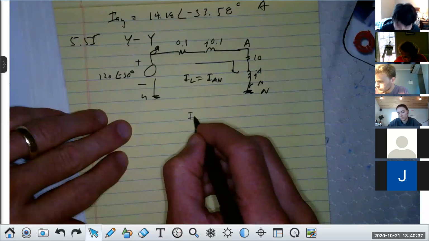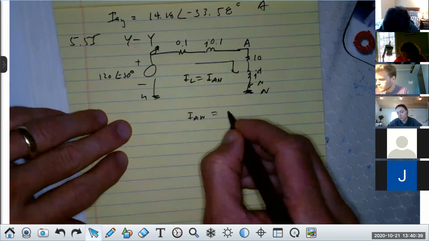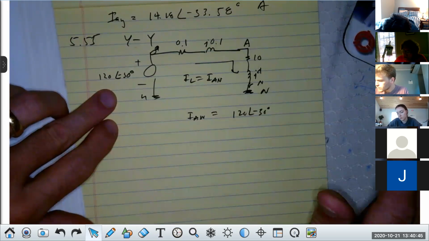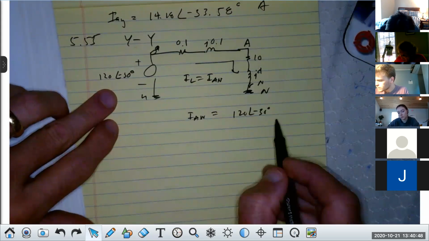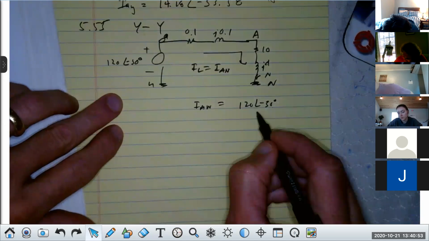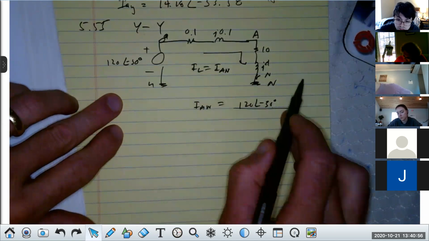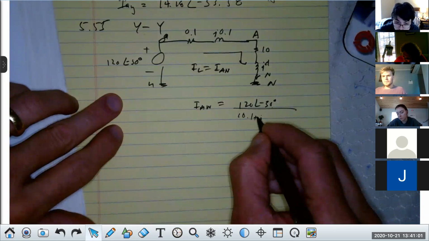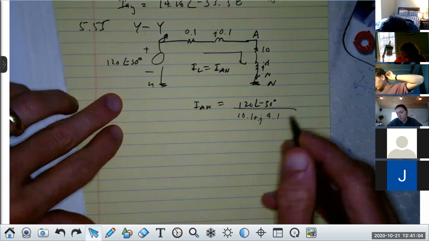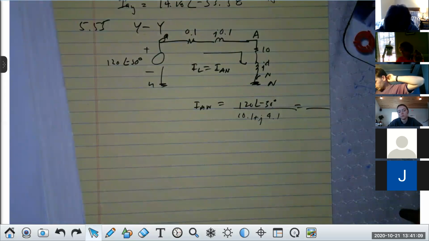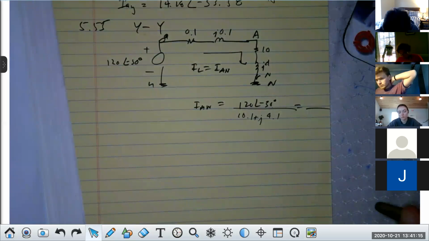And that I capital A N will be equal to 120 at an angle of minus 30 degrees. Points get heavily taken off if you don't have that angle. Just remember, it's very important to be completely accurate. Then it's divided by the sum of the impedances, 10.1 plus j4.1. I'm not going to do this. That's going to give a magnitude and an angle. Do you all agree with that? Can you all hear me okay?